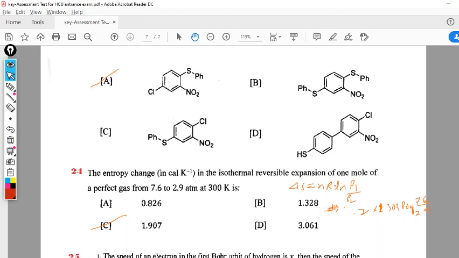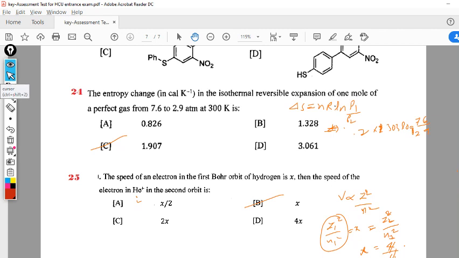Next. So this is from thermodynamics, where entropy change is asked. For 1 mole of perfect gas, the initial pressure is 7.65 and the final is 2.9. It is given in atmosphere and asked for in calories. So delta S equals nR ln P1 by P2.